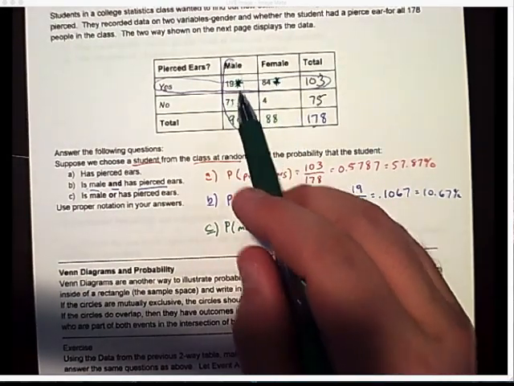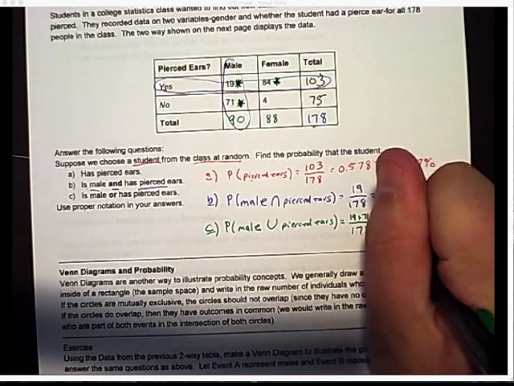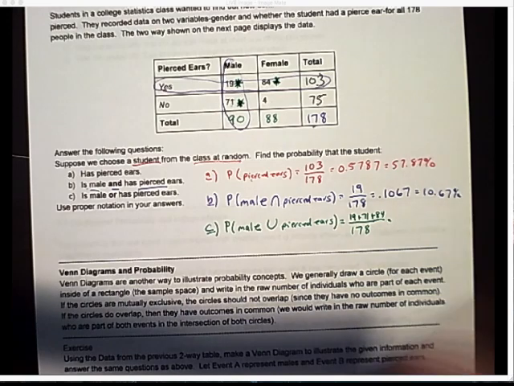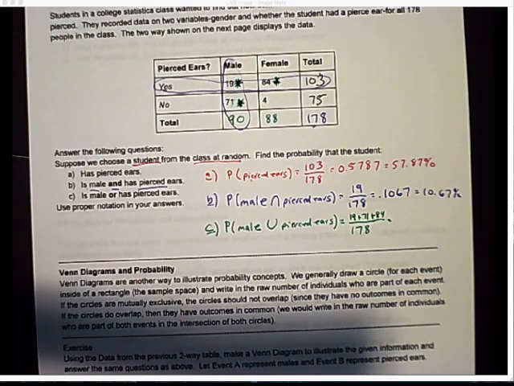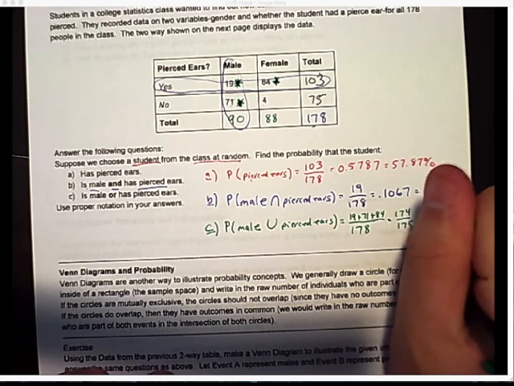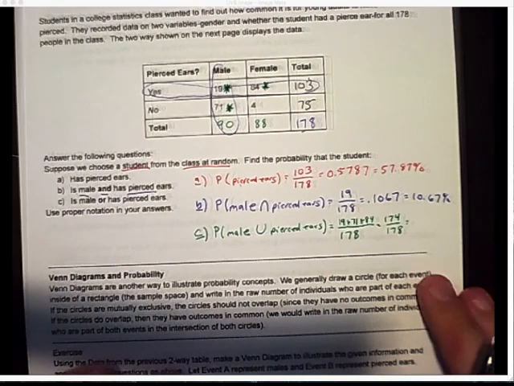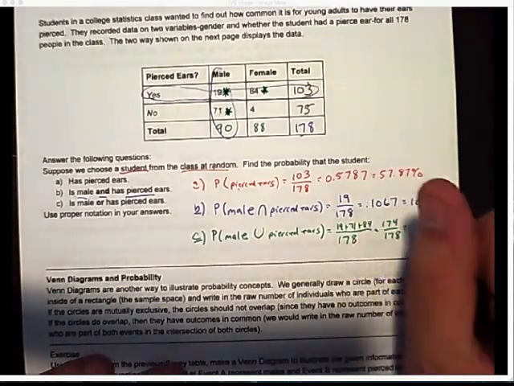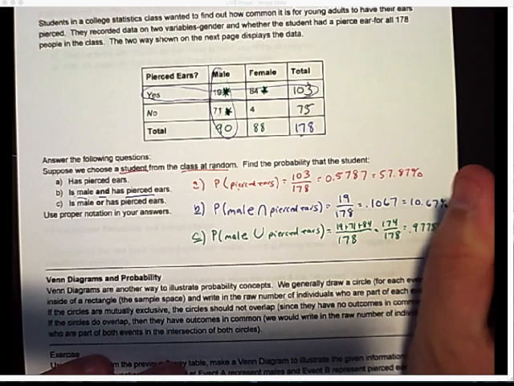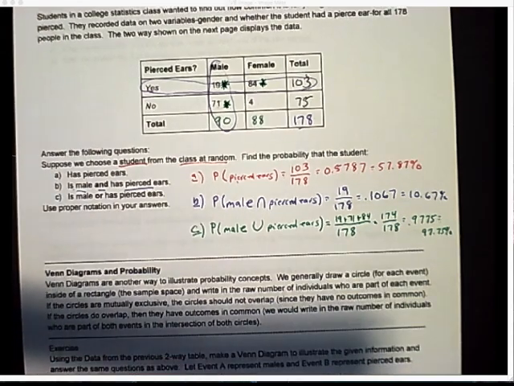All right, all you have to do here is add these numbers up. So add the 19 plus 71 plus 84. So if I do that, that's 174 out of 178. Which is going to be a really high percentage or decimal, 0.9775, or 97.75% of the class is male or has pierced ears.